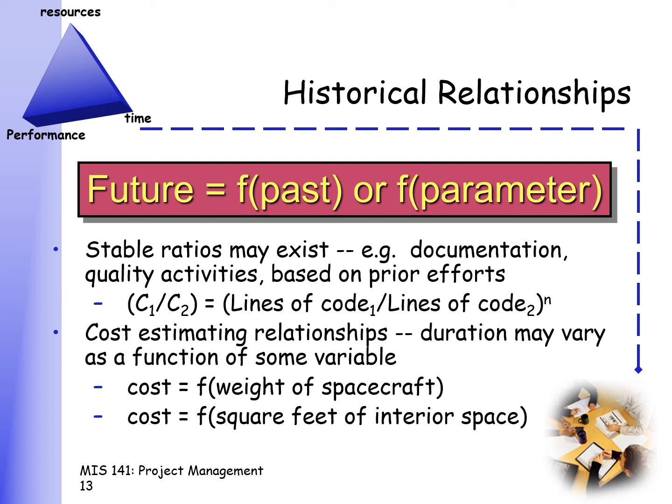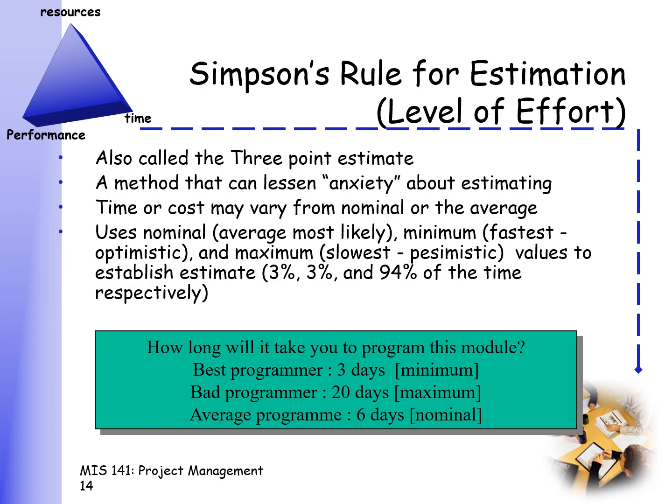Okay? The last strategy for estimation is called Simpson's rule for estimation, or also called the three-point estimate. Now, for this strategy, it tries to lessen the anxiety of estimating, primarily because instead of just asking one person as to how long it will take him or her to finish the task, you ask three people. And that's the reason why you call it the three-point estimate. But the choice of those three people is a little bit deliberate.